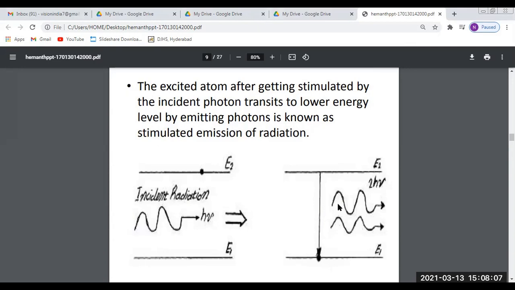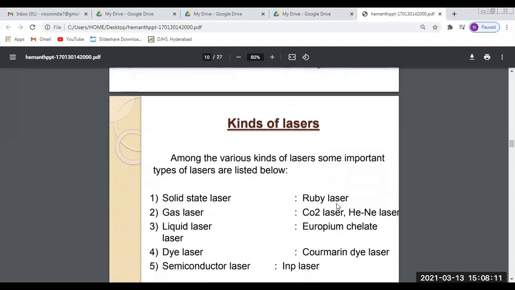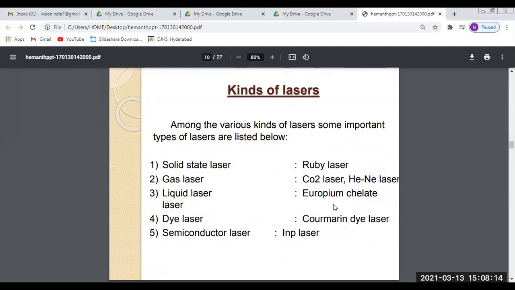Now, as we move to the next important aspect, this particular aspect we have just discussed in the previous slides. Now, what are the different types of lasers that we see, and what is there in our syllabus?